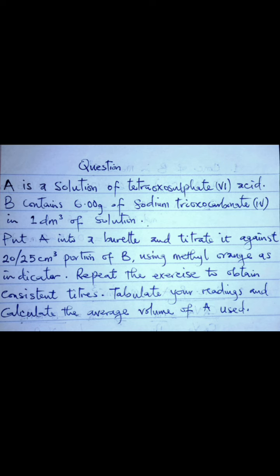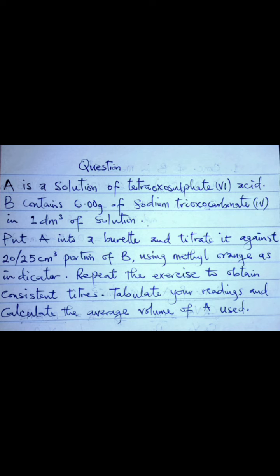And then we are asked to repeat the exercise to obtain consistent titers. In this practical, we're going to do a rough and then 2 more titers to obtain consistent titers. Then we tabulate our readings and calculate the average volume of A used. Remember, A is the acid according to our question today, and B is the base. A is tetrahydrosulfate 6 acid. B for today is anhydrous sodium trioxocarbonate 4.